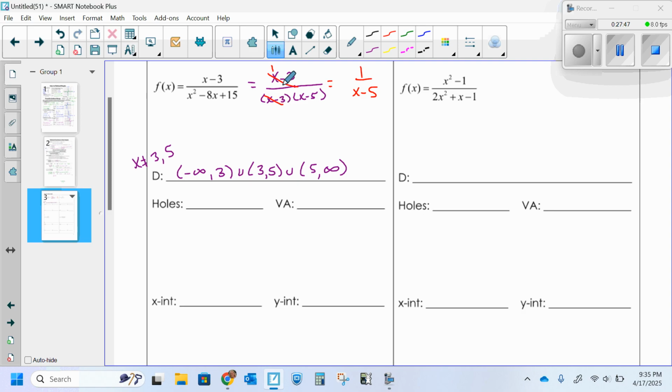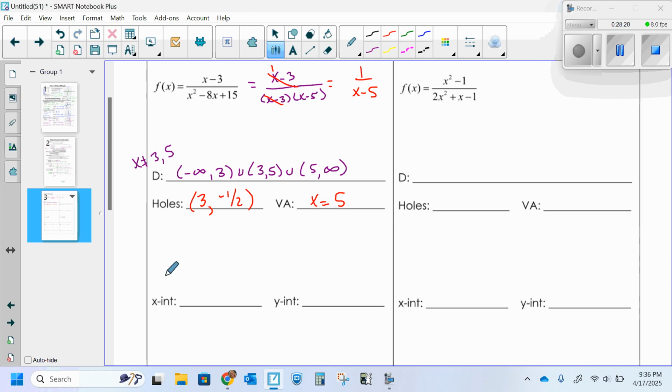Now I just canceled a factor, so that means I have a hole. The x coordinate of that hole is 3. I'm going to take that 3 and plug it in for x into my simplified equation, and 3 minus 5 is a negative 2, so I have a hole at 3 comma negative 1/2. That means I have a vertical asymptote at x equals 5. So these are the two places of discontinuity in our graph: a hole at 3 and a vertical asymptote at x equals 5.